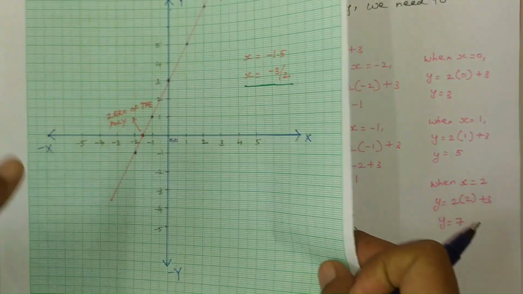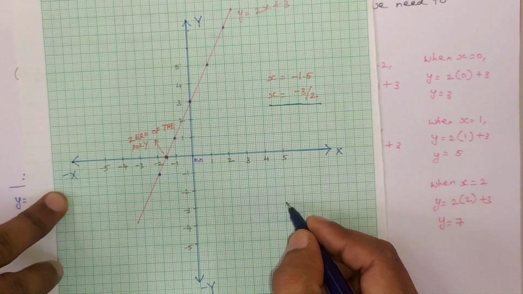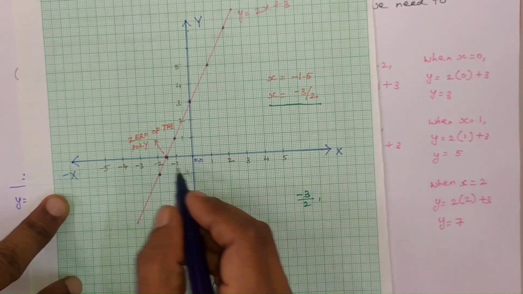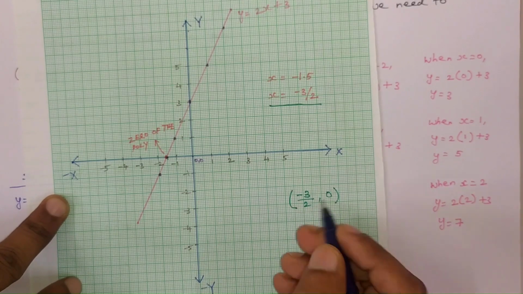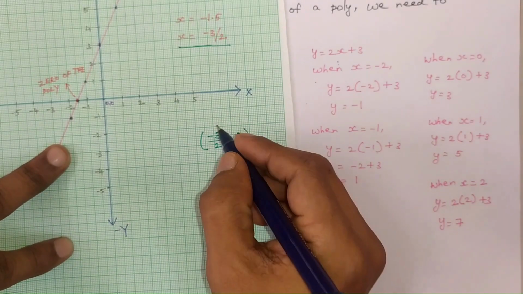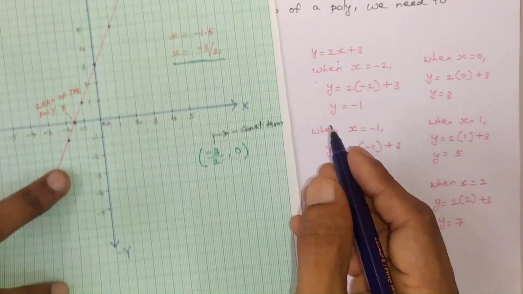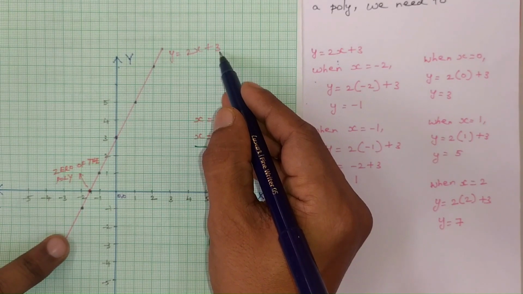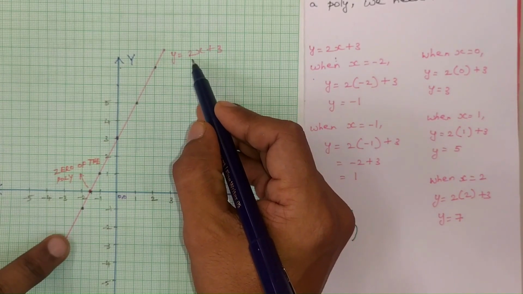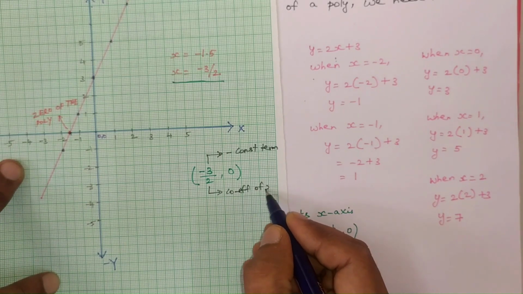So what is the coordinate of this point? The coordinate of that point is minus 3 by 2 comma, along the y-axis it is 0. So what is minus 3 by 2? Minus 3 is the minus of the constant term. So what is the constant term here? 3 is the constant term, minus of constant term is minus 3, that is what is present here. 2 is the coefficient of x term, coefficient of x.